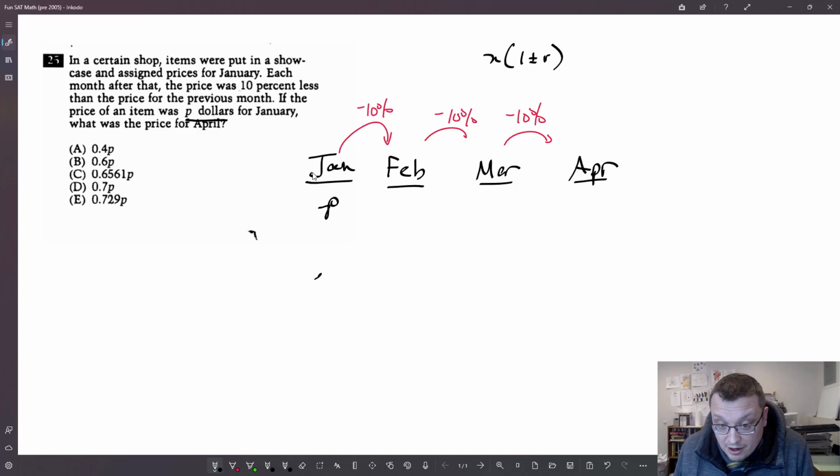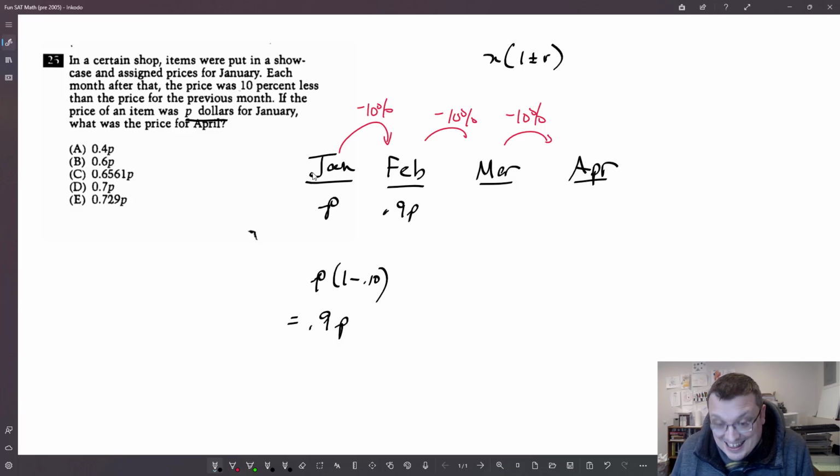So we're going to start with our price, P. I'm going to decrease it by 10%, so I'm going to multiply it by 1 minus 0.10. And that's the same thing as just 0.9p when we clean that up. And that will get us the price in February.